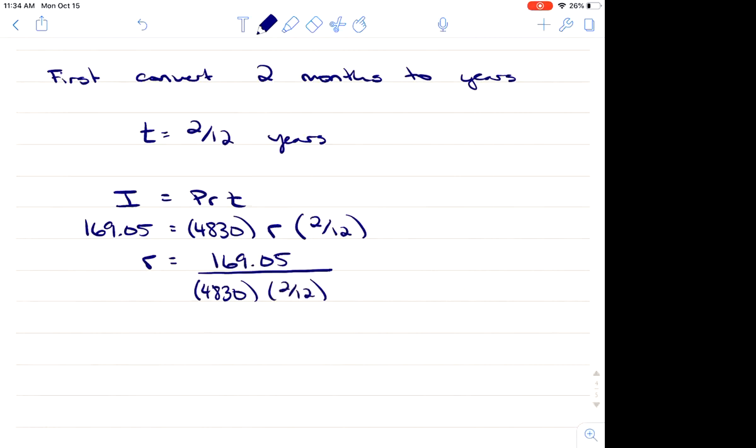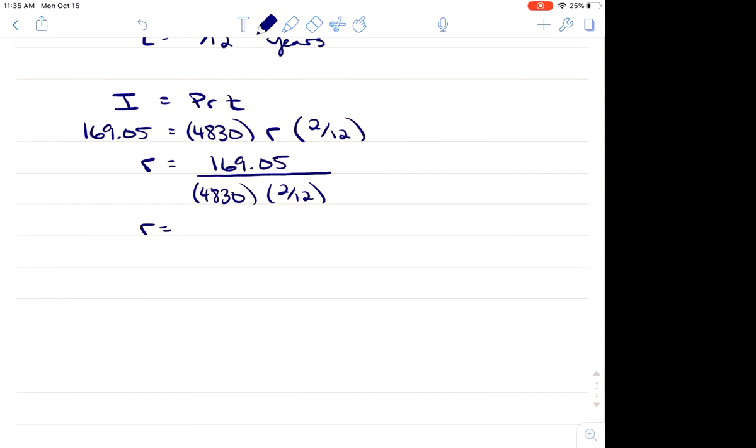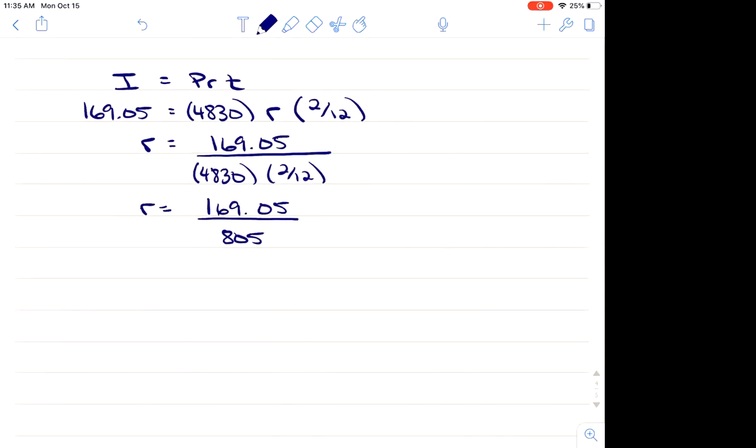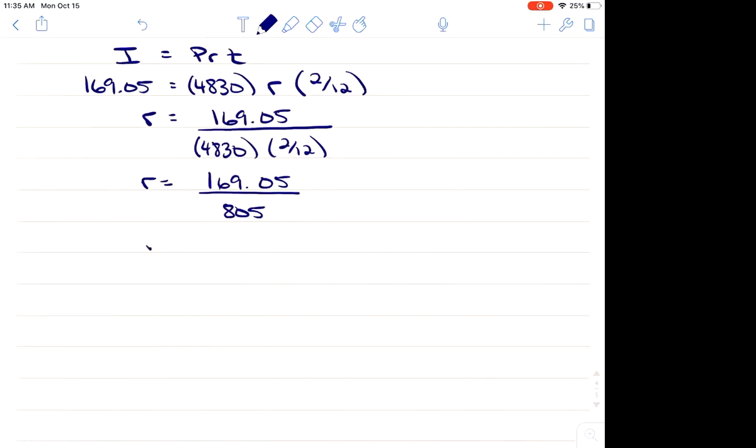Okay. So you can simplify 2 over 12 on your calculator, right? Keeping all your decimal places, times 4,830. I get a nice even number. So I get 169.05 divided by 805. The rate I get is 0.21. Okay. This is per year.